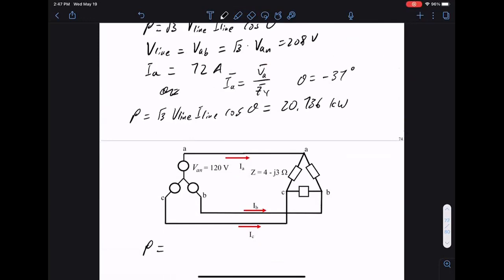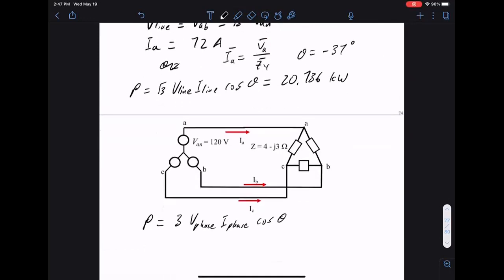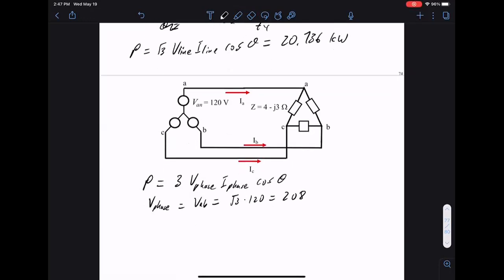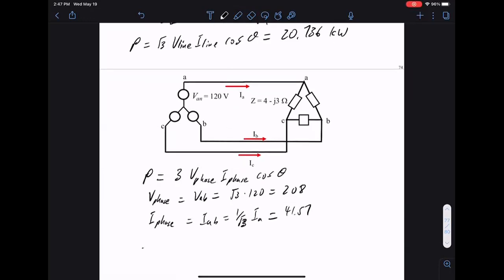if you don't like √3, you want to compute everything in terms of 3, that's also okay. What you do is you have 3 times the phase voltage, times the phase current, times the cosine of the angle. So here the phase voltage is VAB, √3 times 120, this is 208. The phase current, this is IAB, this is 1 over √3 times IA. So this is 41.57. The angle is same as before, you get P equals 20 kilowatts. So it's equivalent, which way you do, but a √3 will come out somewhere.